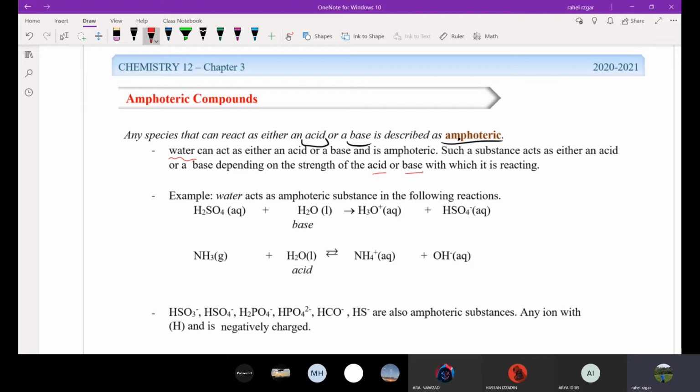For example, in this reaction, we know that H2SO4 has a higher acidity than H2O. So of course, H2O with H2SO4 will act as a base. Why? Because the H2SO4 will definitely become an acid. It will donate a hydrogen to the H2O. So H2O will accept a proton and it will act as a base.